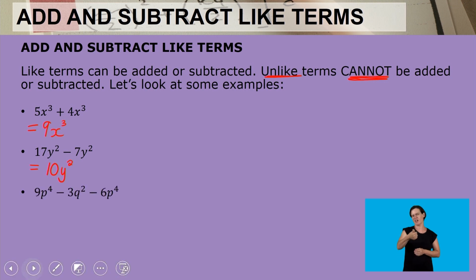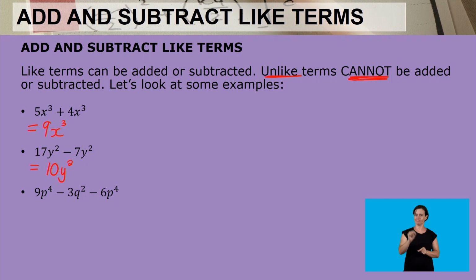What about this next one here? Can you identify the like terms? Remember, like terms can be added, unlike terms cannot be added. So which ones are like terms here? Yes, the 9p exponent 4 and the negative 6p exponent 4. So we can subtract those two.